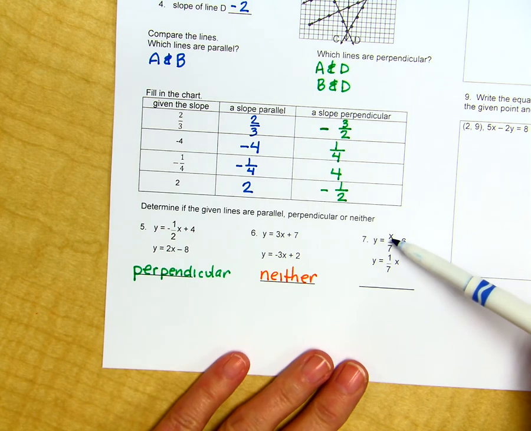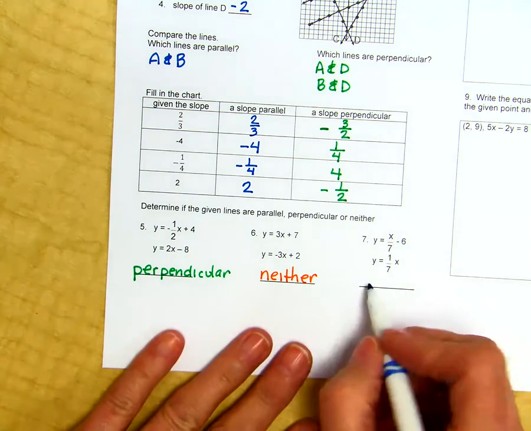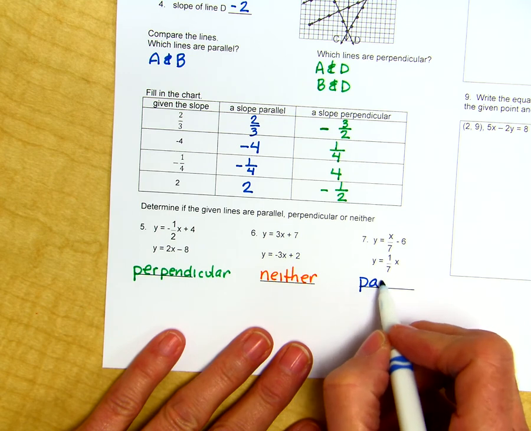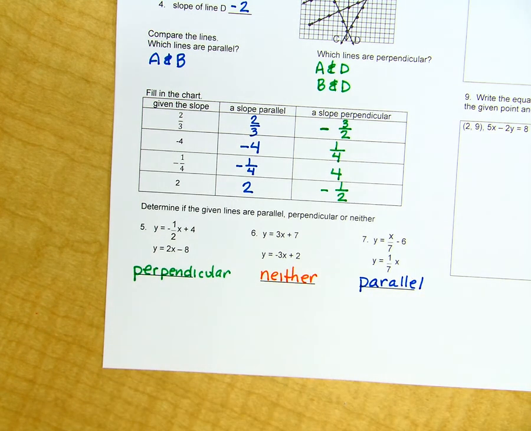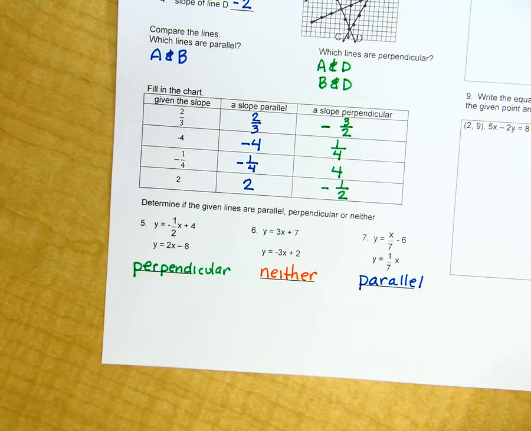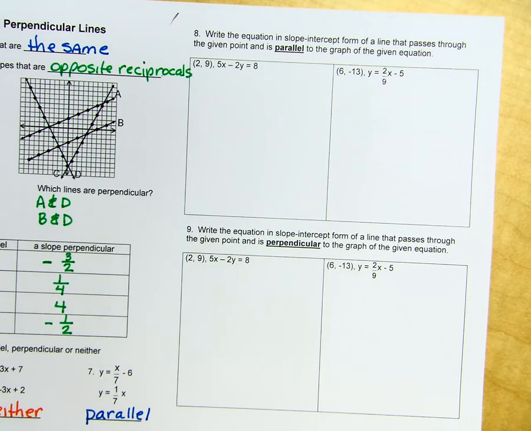Looking here, we have a slope of 1/7, because the coefficient of x here is 1. Here again, we have 1/7, so these slopes are the same, so they are parallel lines. So that is how we look at the slopes and determine whether they are parallel, perpendicular, or neither. Now we'll look at some applications of this process.